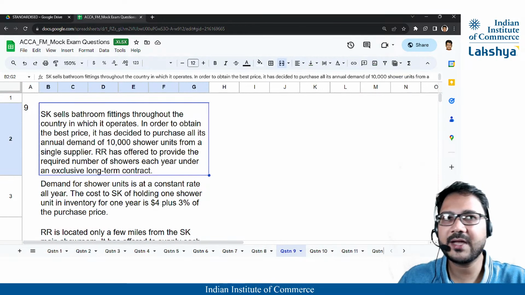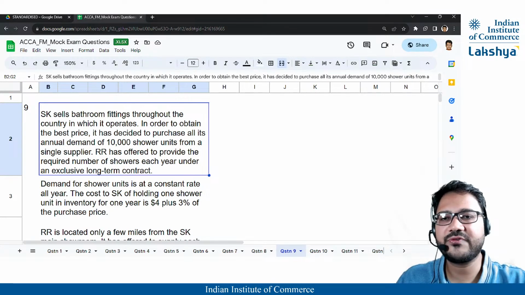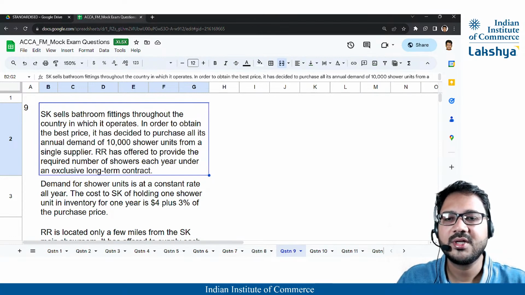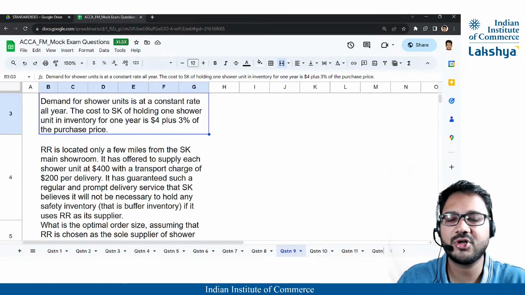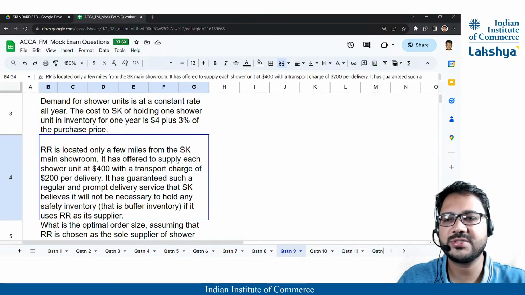Now, next question. SK sells bathroom fittings throughout the country in which it operates. In order to obtain the best price, it has decided to purchase all its annual demand of 10,000 showers from a single supplier. RR has offered to provide the required number of SHA units each year under an exclusive long-term contract. Demand for SHA units is at a constant rate all year. The cost to SK of holding one SHA unit in inventory for 1 year is $4 plus 3% of the purchase price.